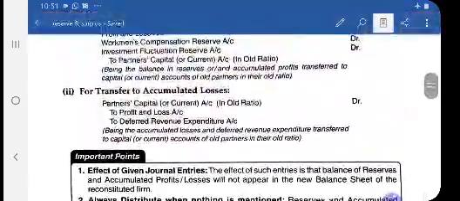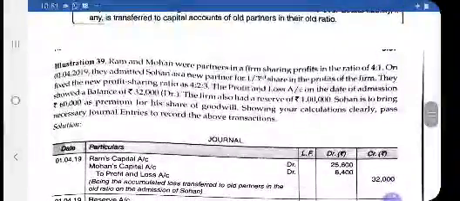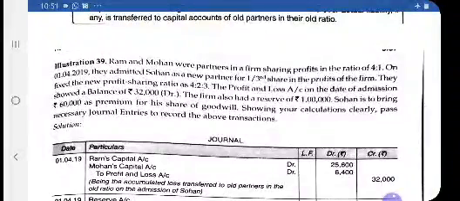Now, based on this topic and along with the treatment of goodwill from the previous video, let us discuss one question. There is a question like: Ram and Mohan were partners in a firm sharing profit in the ratio of 4:1.